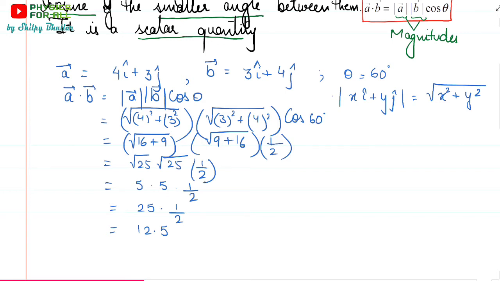This is a scalar quantity. We have not got the result in terms of i cap or j cap. If we obtain the answer in terms of i cap and j cap, that means we have obtained a vector. But here it's simply a number. This is a number. That means it is a scalar quantity. So by this we conclude that scalar product or dot product of two vectors gives us a scalar quantity. And this is the formula that we have to remember.